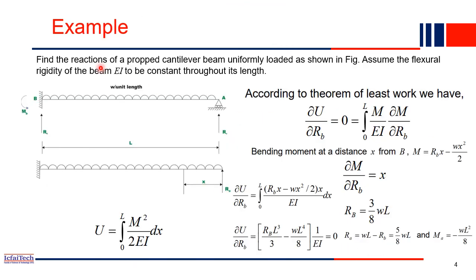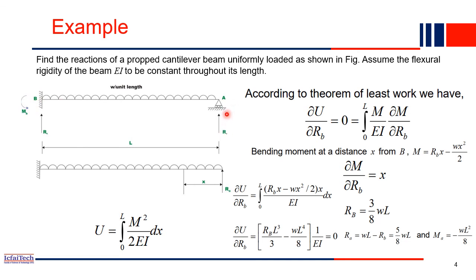So let's solve a problem quickly to understand the method in more detail. Find the reaction forces of a propped cantilever. This is a propped cantilever given to us. Just now we saw a propped cantilever is an indeterminate beam, where here you have three unknowns and here you have one unknown, so a total of four unknowns. So it is a one degree indeterminate beam. Find out the reactions of the propped cantilever shown in the figure. Assume that the flexural rigidity EI is constant throughout. You have to find all the reactions: here you have three reactions, and here you have one reaction.